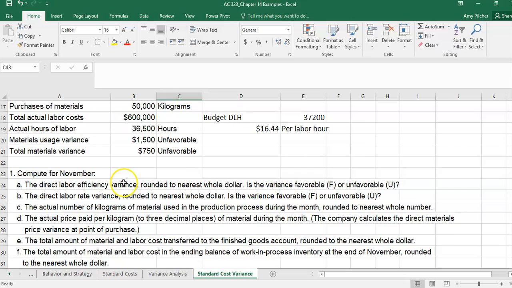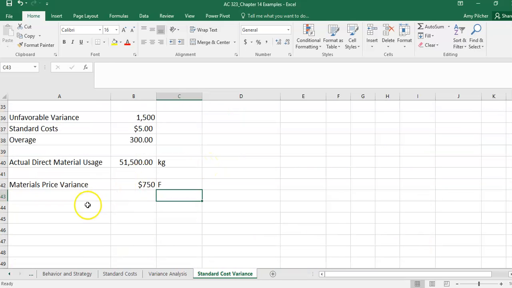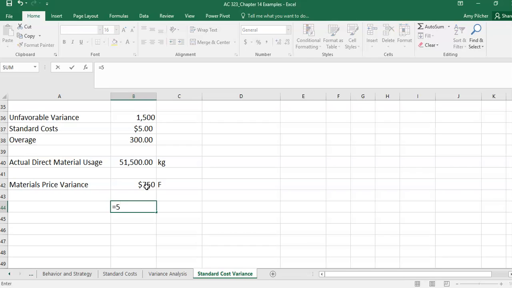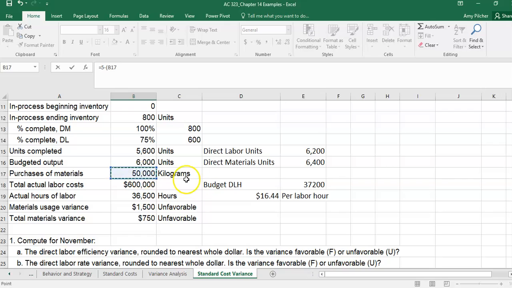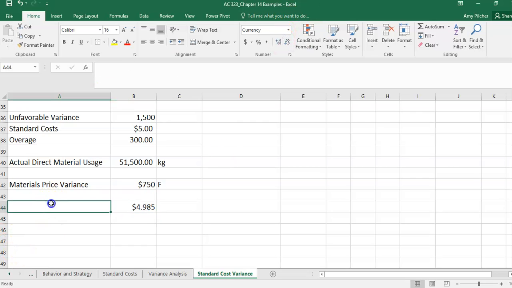So we purchased 50,000 kilograms of materials. Our standard rate is $5. So what we paid per kilogram is based on this materials price variance. So we have our $5 standard minus our price variance of 750 divided by the number of pounds we purchased, 50,000. So what we actually paid for direct materials is $4.98.